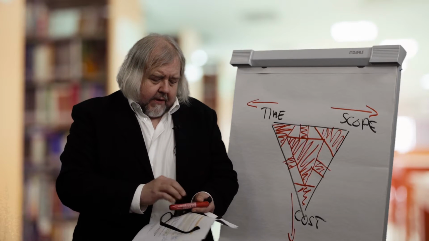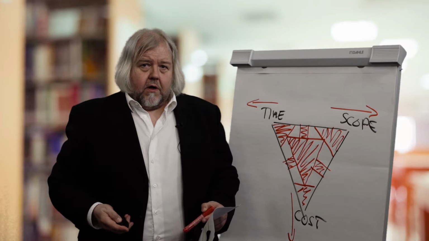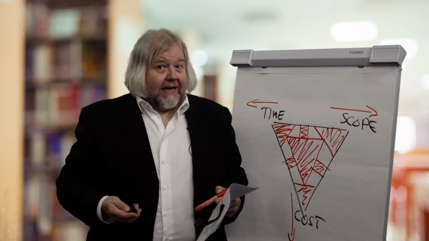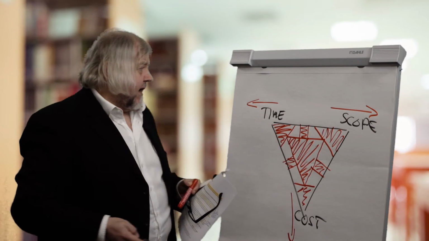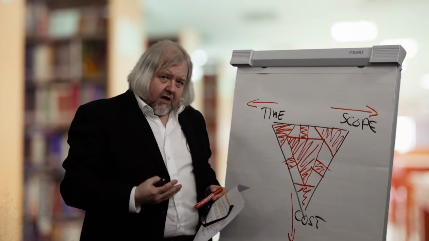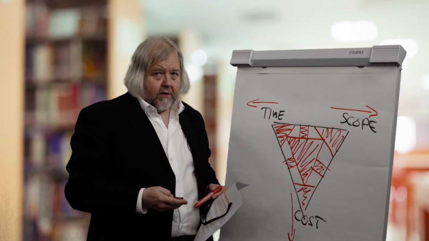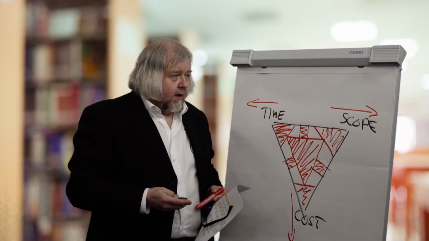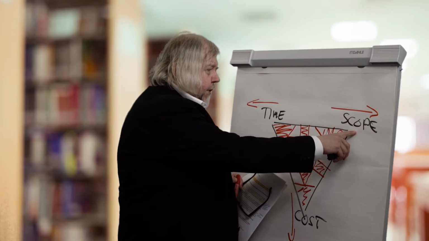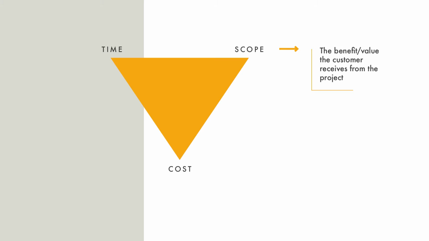Now, in the next picture, I'm going to also explain a little bit the business aspect of these three objectives by involving a customer and the customer's benefit or value into this picture. So actually the scope is connected to the end product of the project, and that's actually what the customer benefits from.